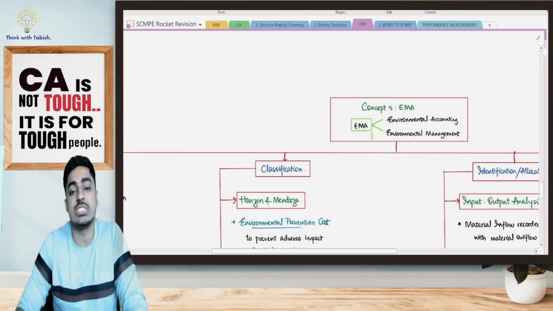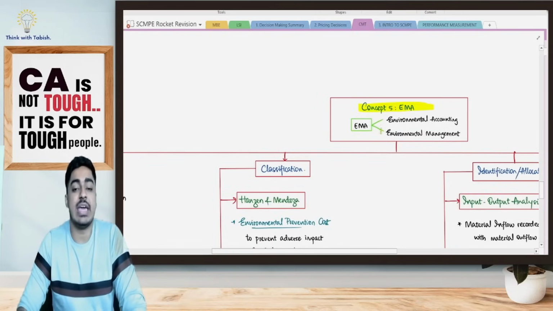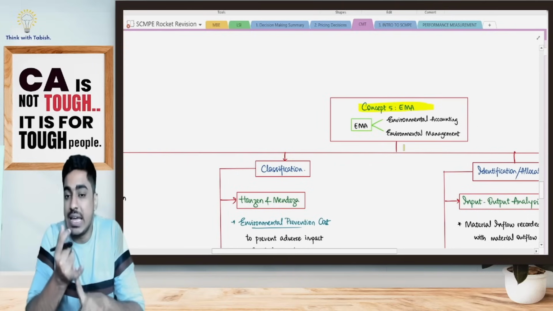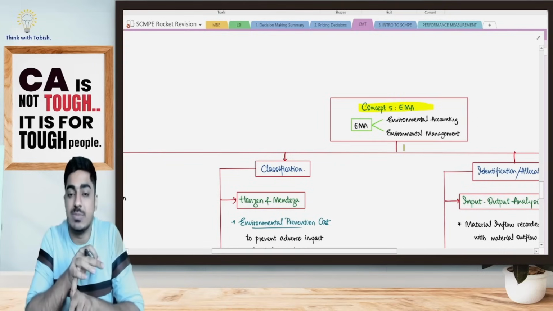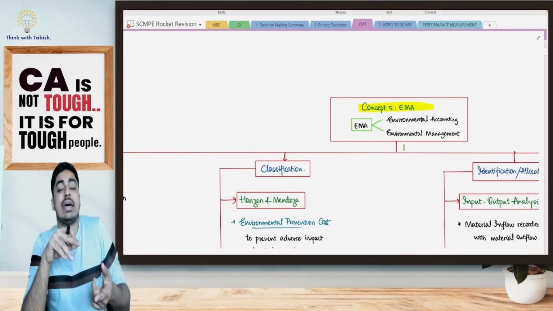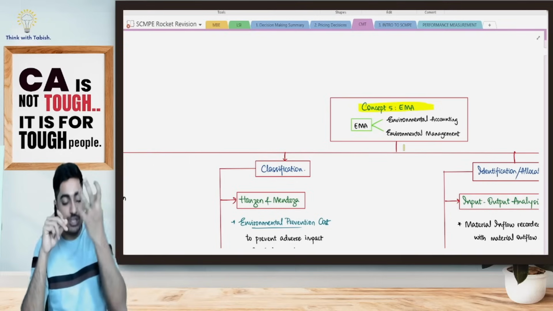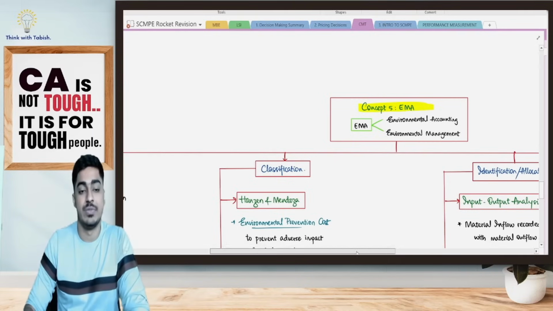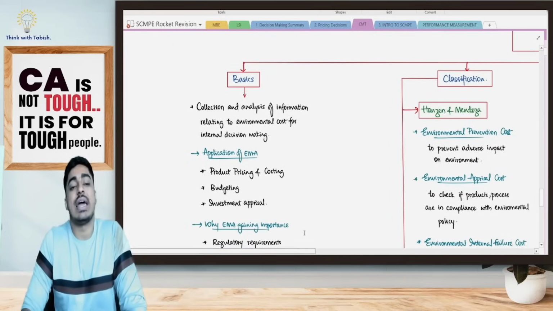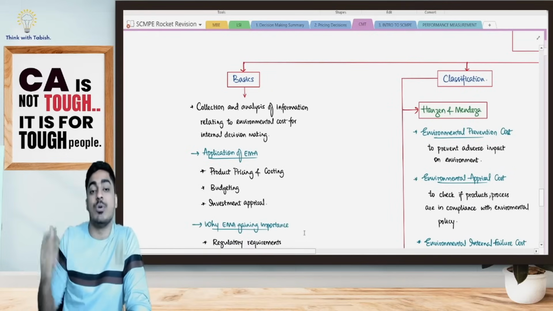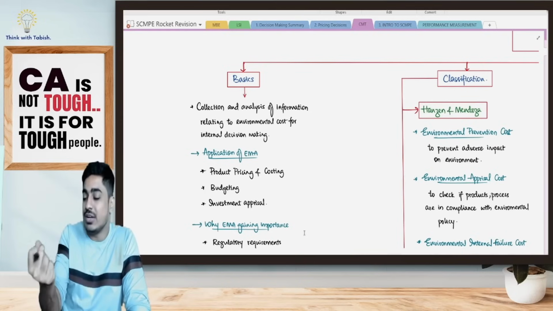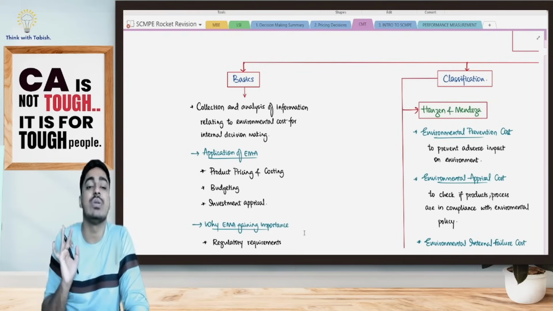We have one final concept, which is EMA, Environmental Management Accounting. There are 2 terms: environmental accounting as well as environmental management. So, environment related cost data: first, you account. Once you've accounted, try to manage, try to reduce that cost. So basically, you're collecting and analyzing information about environmental cost. Why? For internal decision making. Ultimately, you're collecting and accounting the cost so that you can try to reduce it.